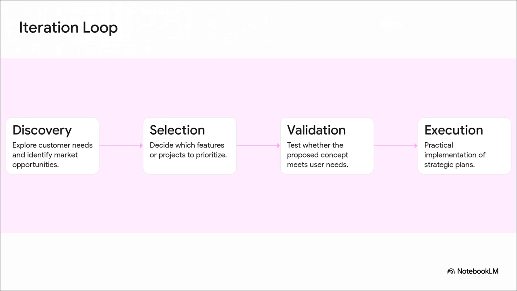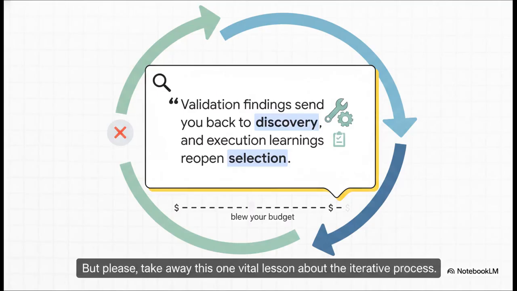And finally, execution. By the way, AI is ridiculously powerful in that discovery phase. It can synthesize thousands of customer reviews in seconds to pinpoint exactly what needs validating. If you only take away one vital lesson about the iterative process today, make it this. Validation findings often send you back to discovery, and execution learnings often reopen selection. This is not a rigid, linear, one-time gate you pass through. It is a continuously running cycle.